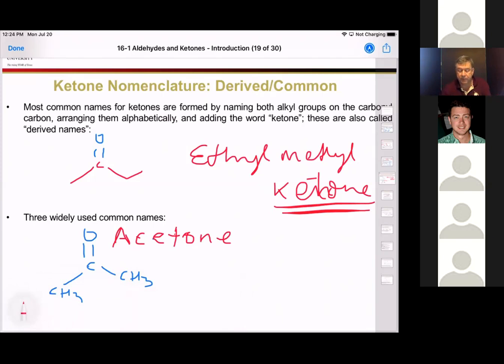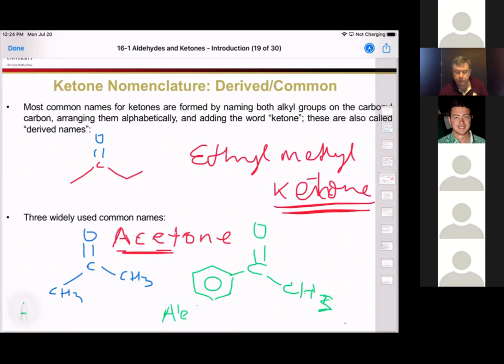The other common one we want to do, it has the acid name in it right here, is called acetophenone. As the name suggests, we have a CH3 group on it with that carbonyl there, but the other side of it is actually going to be bound to a benzene ring. And so this is called acetophenone. A-C-E-T-O.